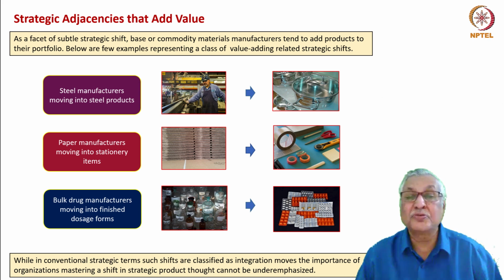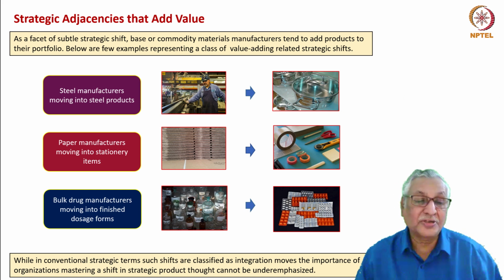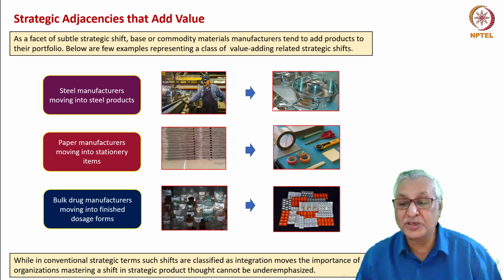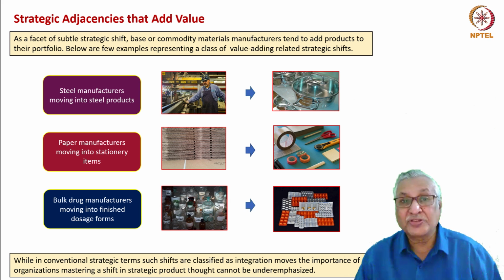Steel manufacturers moving into steel products. Paper manufacturers moving into stationery items. Bulk drug manufacturers moving into finished dosage forms. While in conventional strategic terms, such shifts are classified as integration moves, the importance of organizations mastering a shift in strategic product thought cannot be overemphasized.